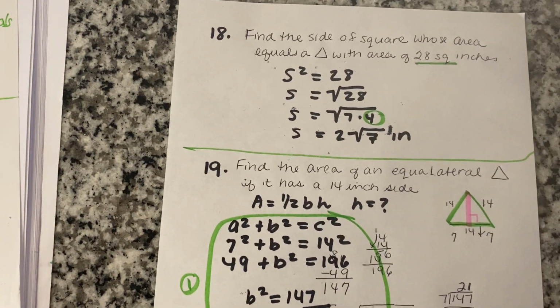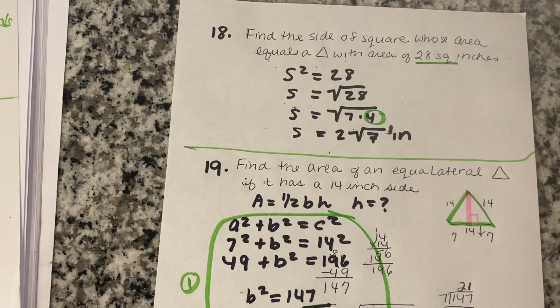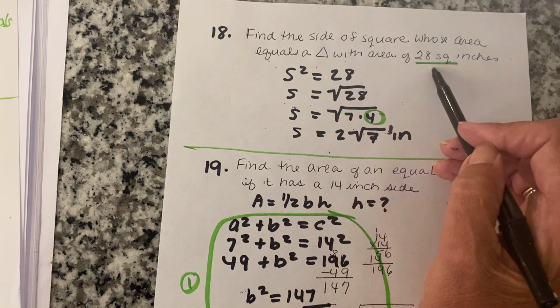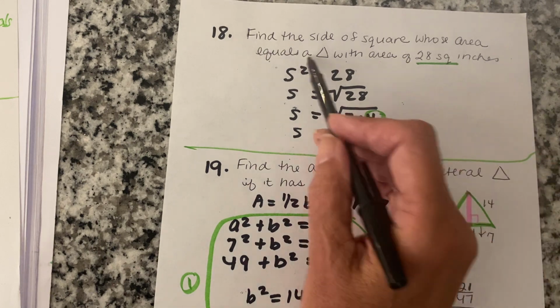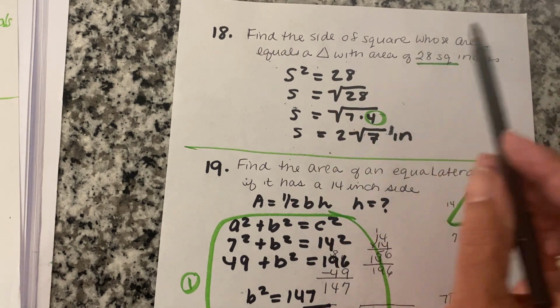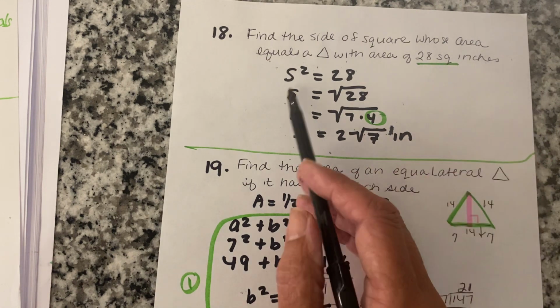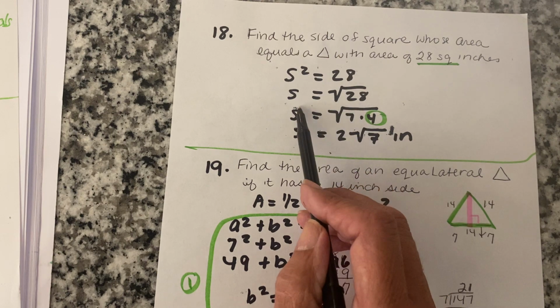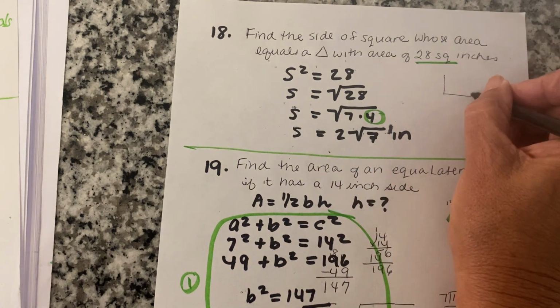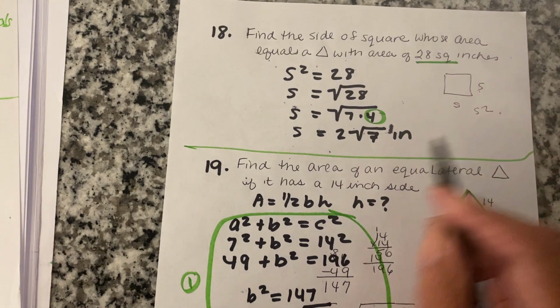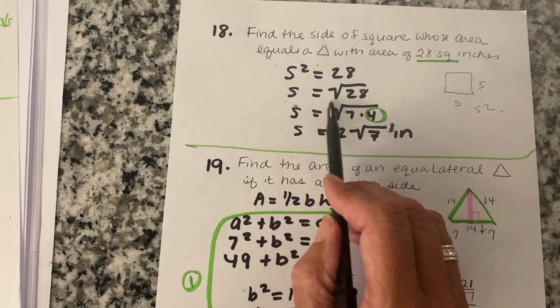Find the side of a square whose area equals a triangle with an area of 28 square inches. This is a pretty easy one because we know the area of the square is going to be 28. Don't let the triangle get you all out of shape. You just know the areas are equal. The area of a square is base times height, which would be s squared, right? So s squared equals 28. So s equals the square root of 28.